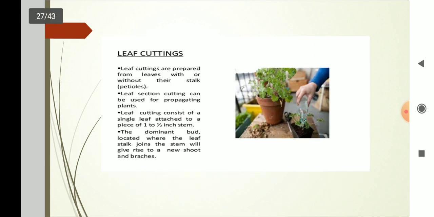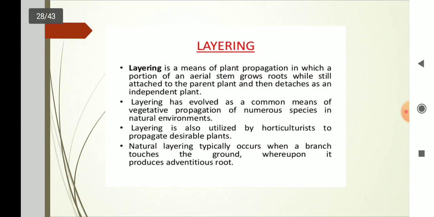Third is leaf cutting. Leaf cuttings are prepared from leaves with or without their stalk petioles. Leaf section cuttings can be used for propagating plants. Leaf cutting consists of a single leaf attached to a piece of half to one inch stem. The dominant bud located where the leaf stalk joins the stem will give rise to a new shoot and branches.